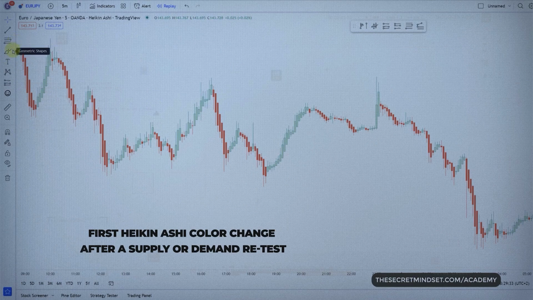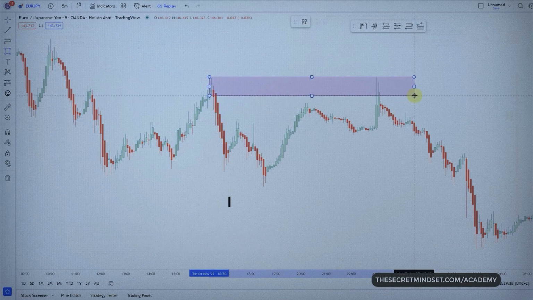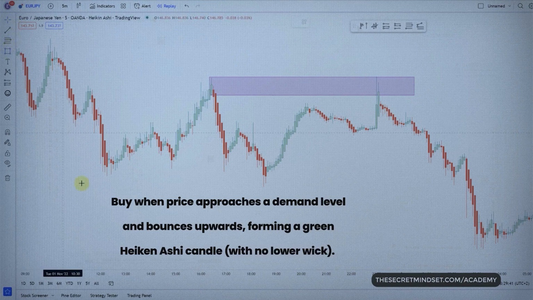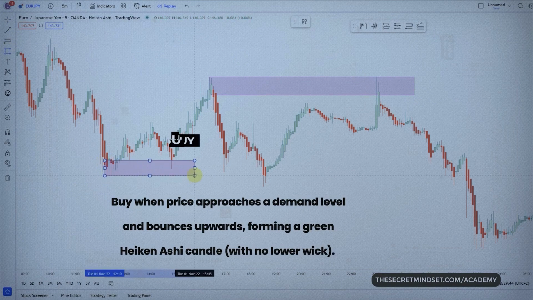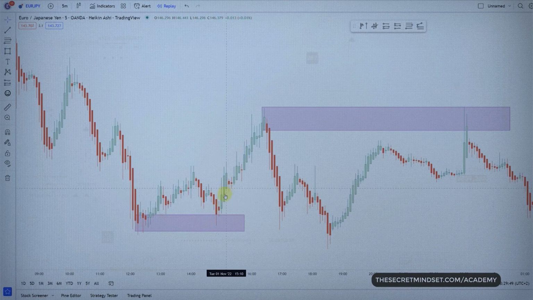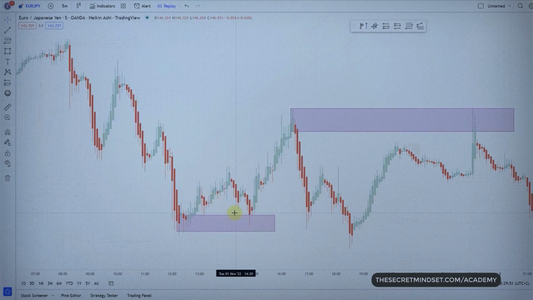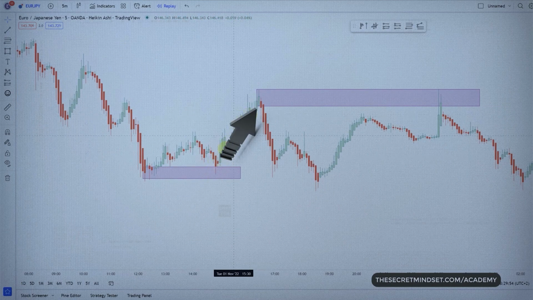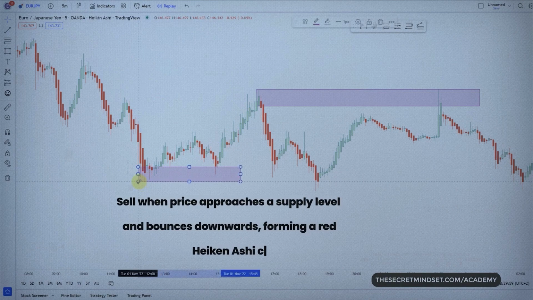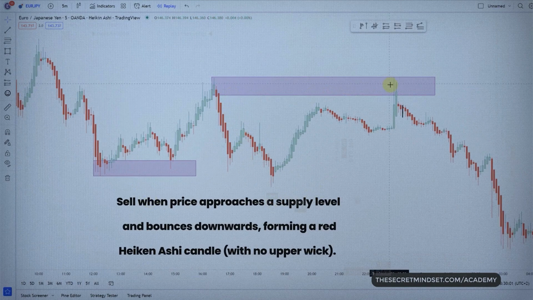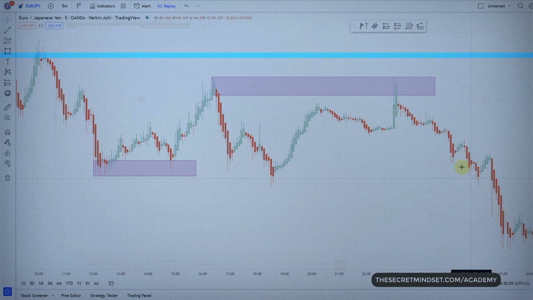The rules of supply and demand trading using Heikin-Ashi color change are simple. You look to buy when price approaches a demand level and bounces upwards, forming a green Heikin-Ashi candle, ideally with no lower wick. You expect the price to increase, and you want to trade an upcoming price swing. And you sell when the price reaches a supply level and bounces downwards, and Heikin-Ashi candles change from green to red, ideally with no upper shadows.